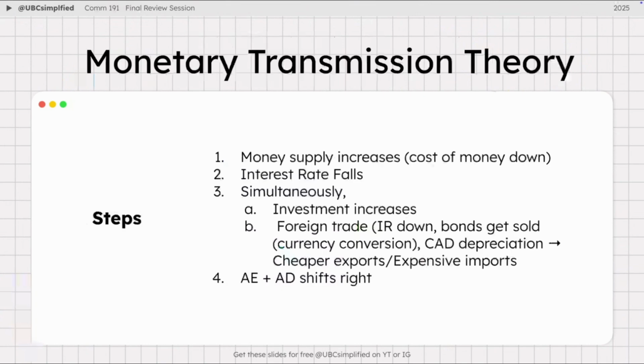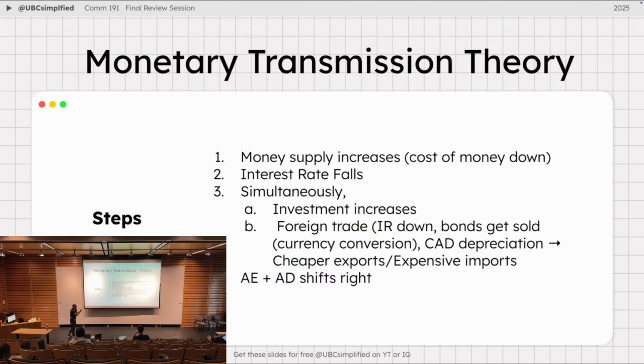Okay, so monetary transmission theory, basically it's saying, how do changes in money supply or changes in interest rate affect aggregate expenditure? The way it works, there's two ways. Money supply increases or the interest rate falls. Those can happen simultaneously. It doesn't matter which one happens.